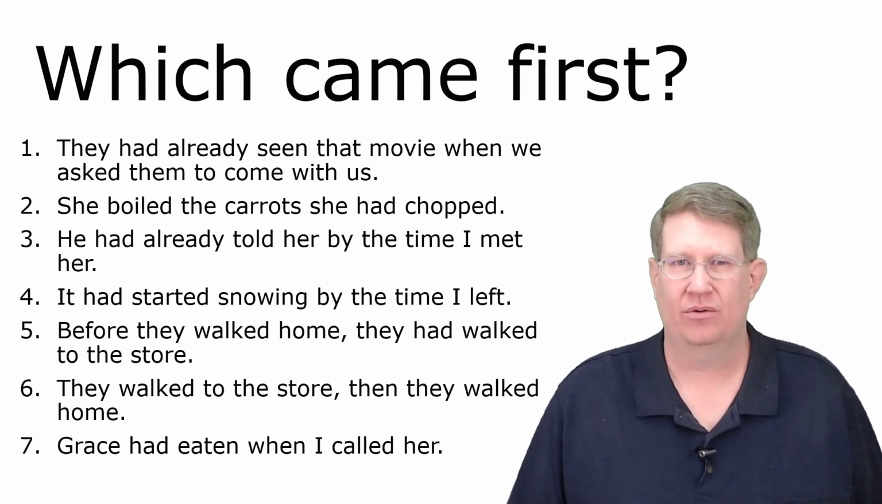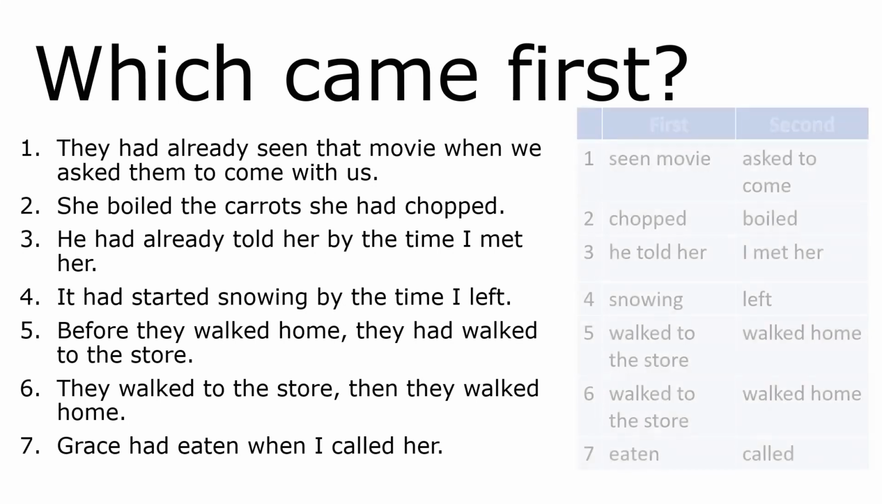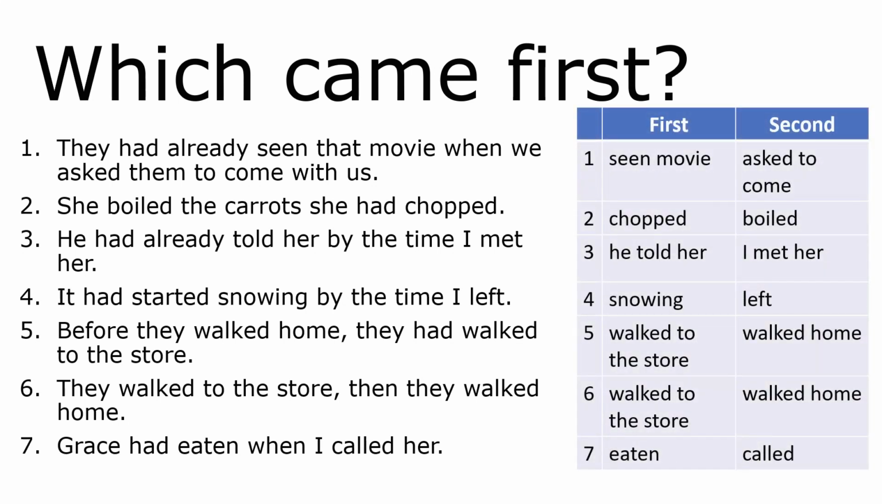Okay, so let's take a look. I'm going to put up a table here that has the answers so we can see in each sentence which action happened first and which happened second. So we'll go through a few of them. They had already seen that movie when we asked them to come with us. So first, they had seen the movie and then we asked them to come with us. Okay, so they saw it first and then we asked them.